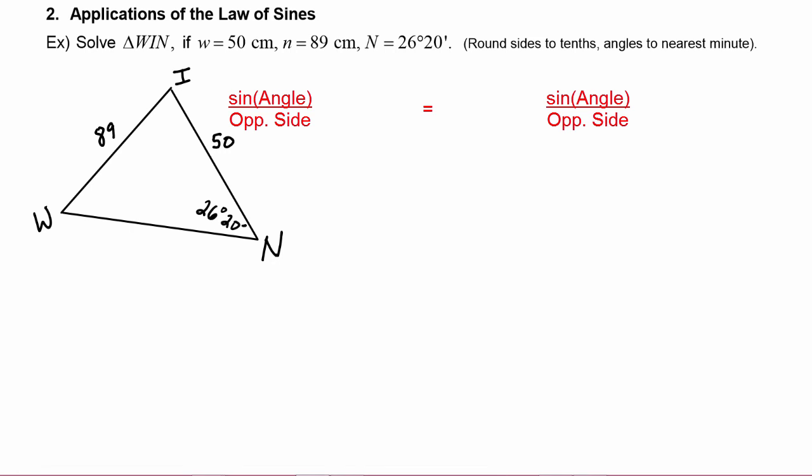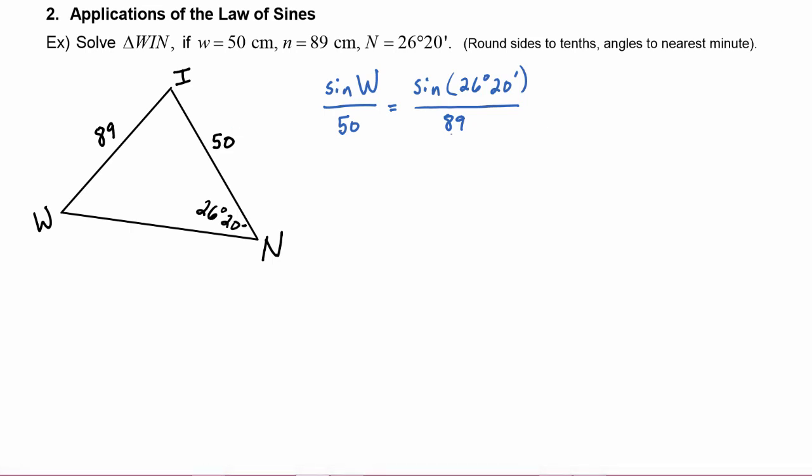So we can set up a proportion here that says sine of angle W is to its opposite side, which is 50, has to equal the sine of 26 degrees 20 minutes over its opposite side, which is 89. So then that means, doing the algebra here, we have to take the 50 and cross multiply it up. So now we have the sine of angle W has to be 50 times the sine of 26 degrees 20 minutes divided by 89.